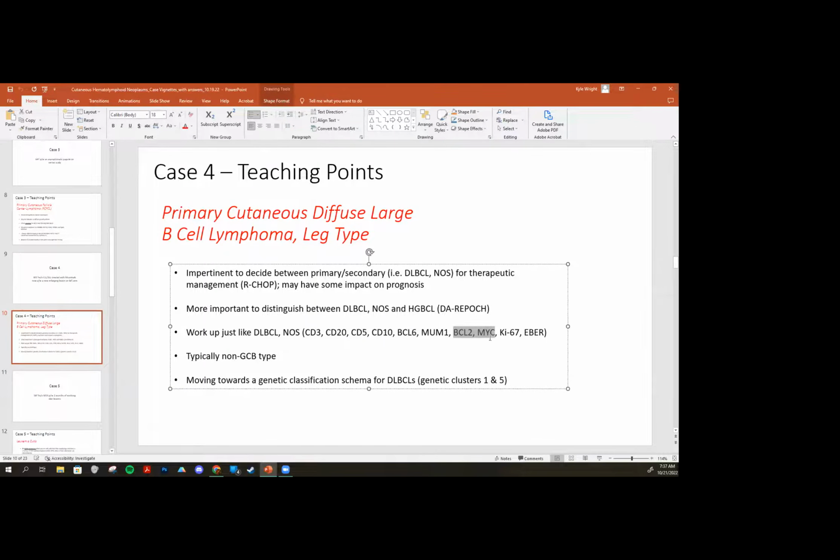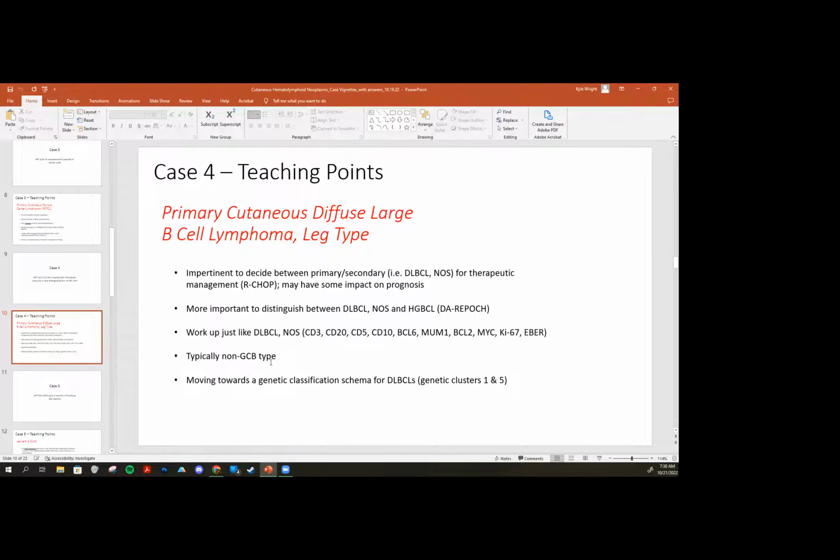We get BCL2 and MYC to look for double expressor status. This is different than double hit status with the gene rearrangement. This is just talking about expression by immunohistochemical stains, which has also been shown to be independently poor prognostic for DLBCL, independent of the true double hit status. And then a Ki67 and usually an EBER as well to look for EBV positive proliferations.